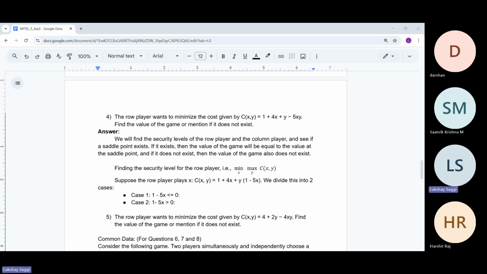Okay, so Satvik, did you also use partial derivatives for finding these? Maybe you can type in chat. I'm just curious while I try to answer this question.